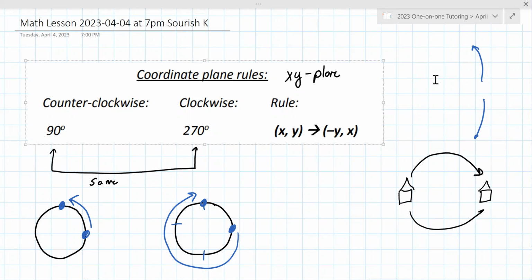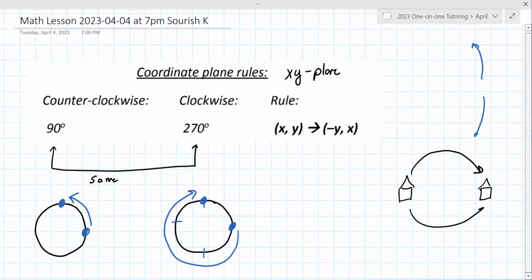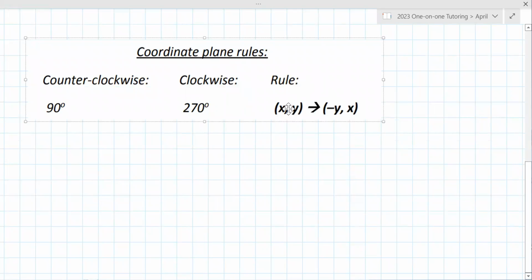All right, so here's what I want you to do, Sourish. I really want you to write this rule down in your notes. So let me just clear the screen here and have you write the rule down. Could you please write this rule down in your notes? Yeah.